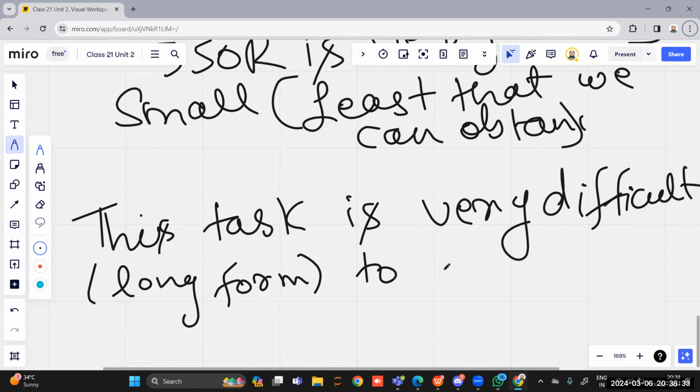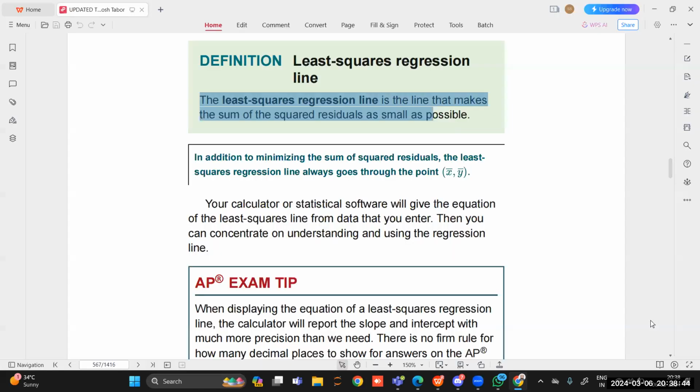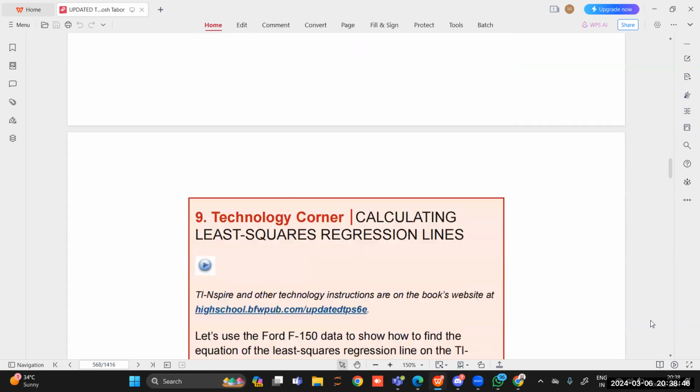You can do it by pen and paper, but generally you will use software. Software will be used for this. You can do it on pen and paper, but in your book it's not there.